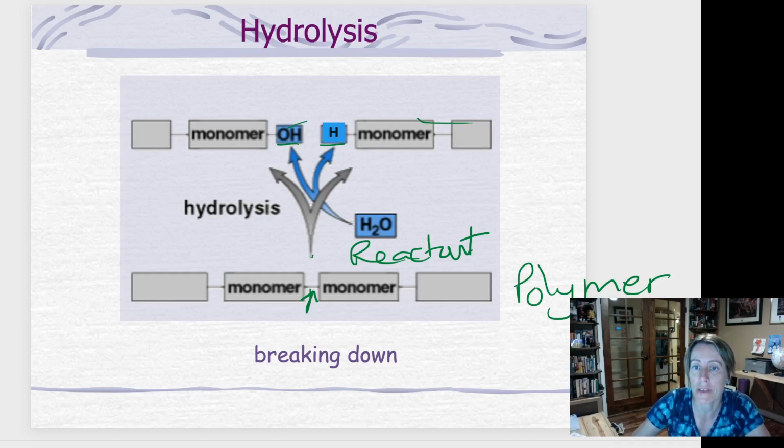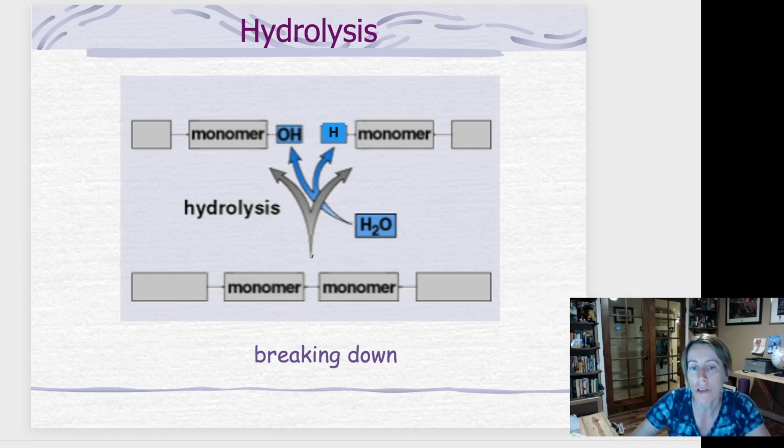So an example of this is digestion. And it doesn't really matter what you start with, what this polymer is. It could be protein, it could be carb, it could be DNA, whatever it is. If you want to break it down, you need to put in water and separate the monomers by this process of hydrolysis. So again, a one-size-fits-all reaction to remember for breaking down a chain into its separate individual pieces.